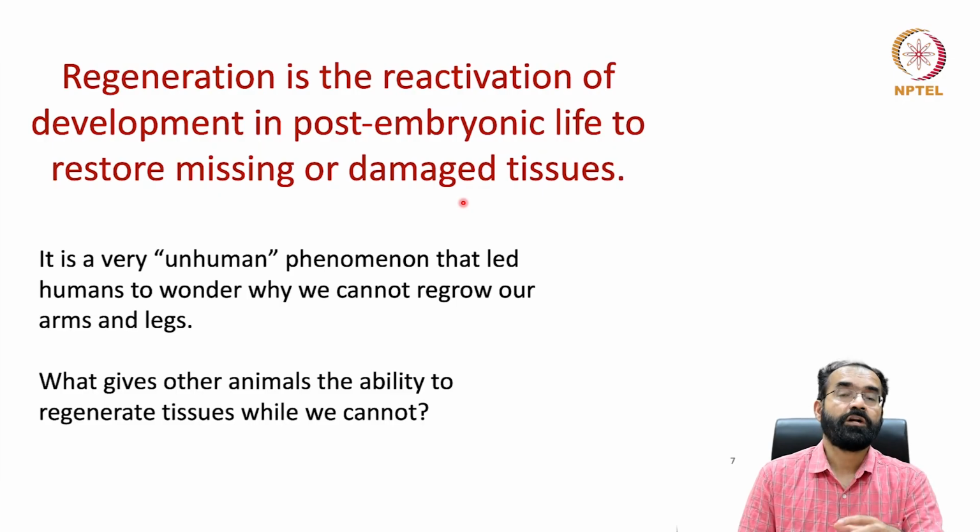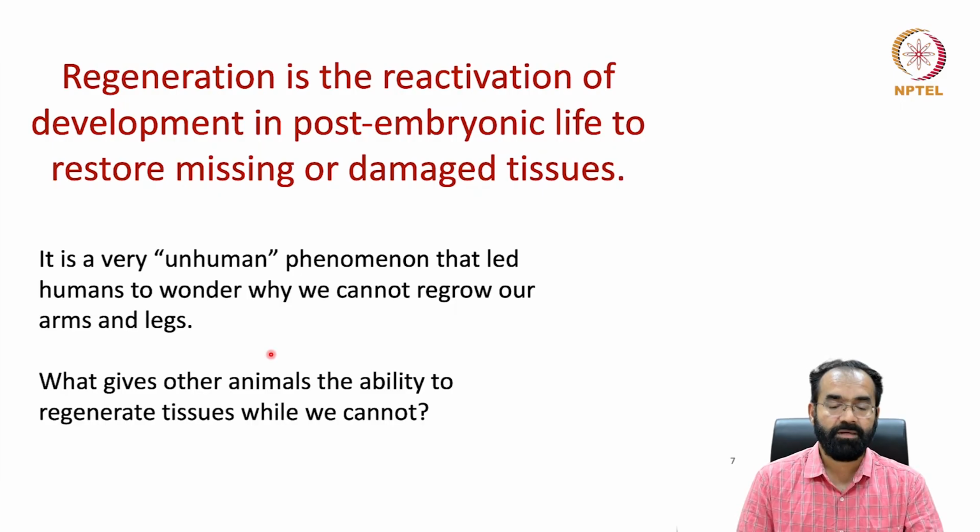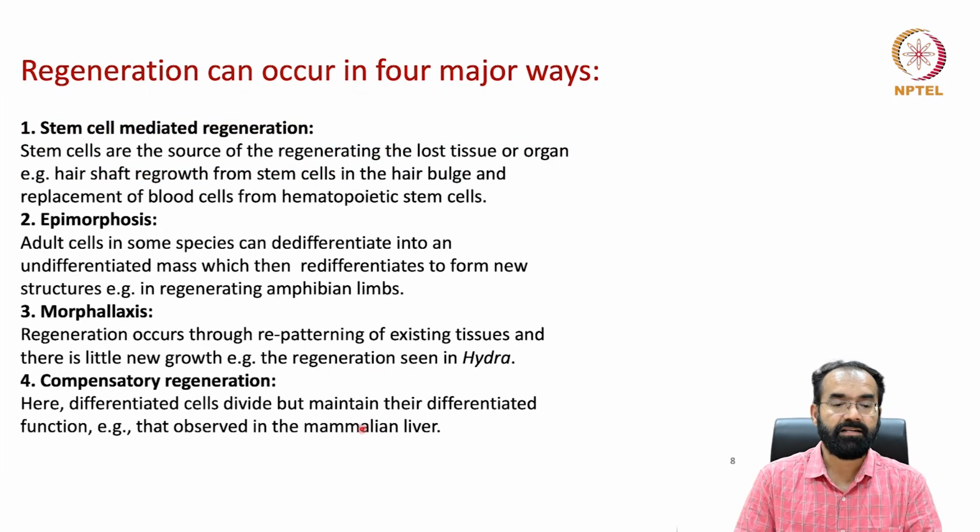So if you are 20 years old, you can imagine 2 months into gestation, the limb formation is stopped. It is a very unhuman phenomenon that led humans to wonder why we cannot regrow our arms and legs. We all want it, but we are not capable of it. That makes a person debilitated. What gives other animals the ability to regenerate tissues while we cannot? These are some interesting questions that you can see in that science article that is published.